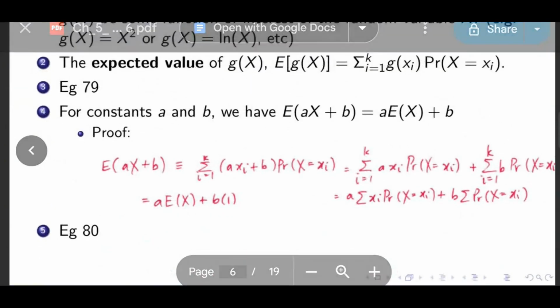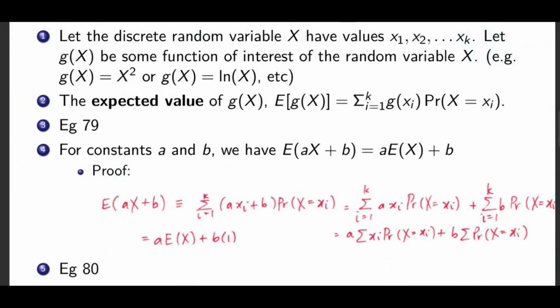So just one more fact I want to point out. For constants a and b, if you have a very simple function, the expected value of a constant times a random variable plus a constant is that the constant comes out. So this can be thought of as an operator. So a comes out and b.